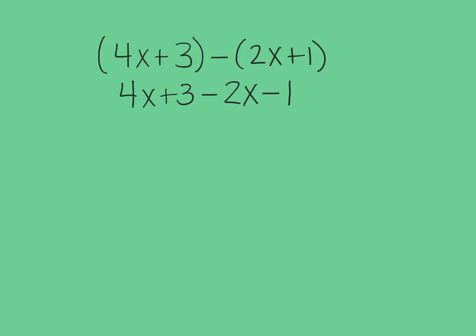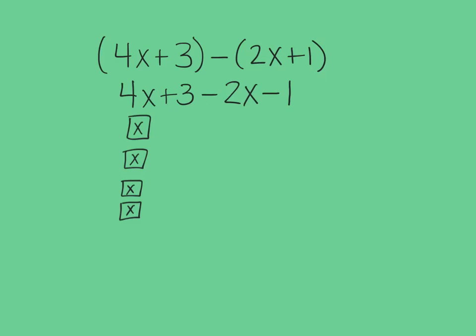Now that we have it expanded out with no parentheses, I'm going to use my algebra tiles to help me see what each one of these would be. First, we have a positive 4x, so I'm going to have 4 positive x tiles.